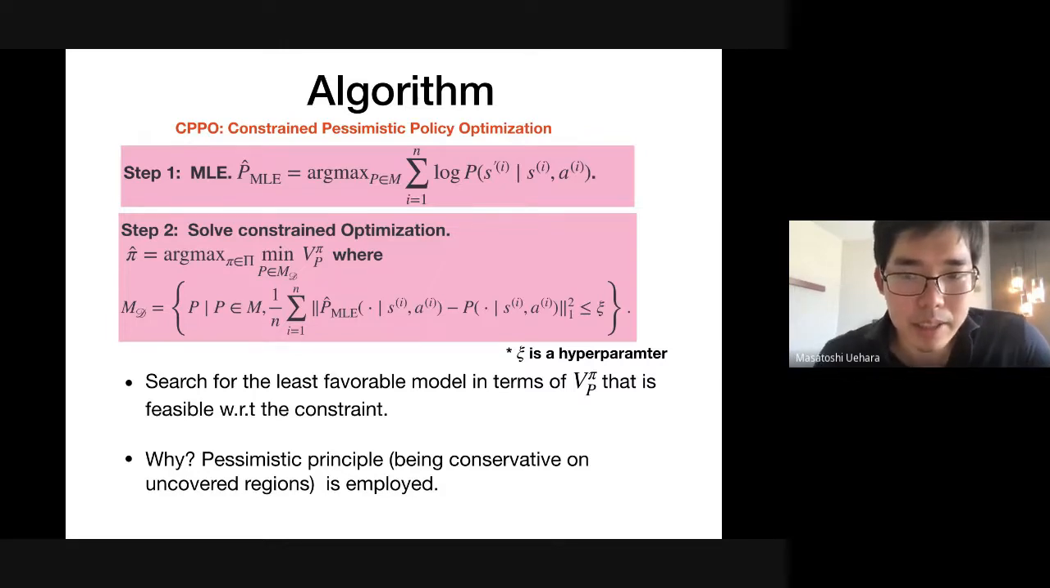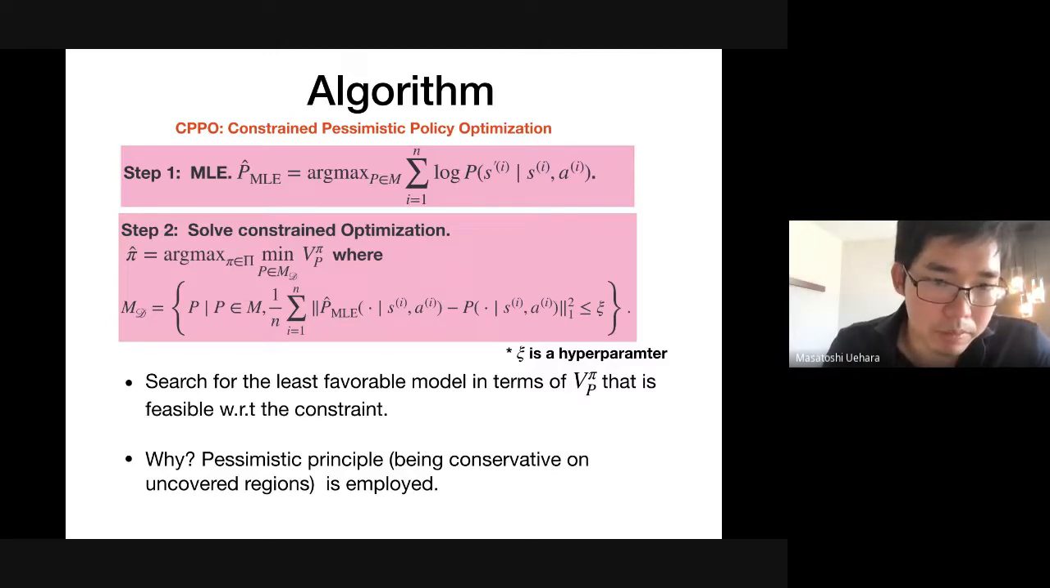So if chi is equal to 0, M_D is like the singleton, just p hat MLE. So if chi is 0, this step is just like standard model-based RL. But of course, in our approach, chi is not equal to 0. So this min part is basically doing pessimistic policy evaluation. So we are choosing the least favorable model in terms of policy value that is feasible with respect to the constraint.